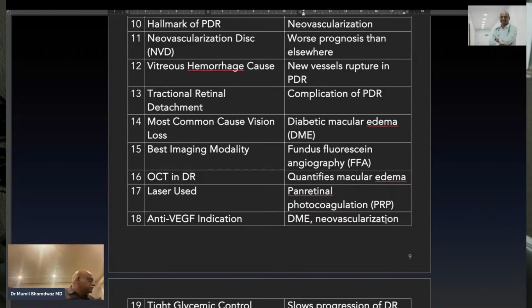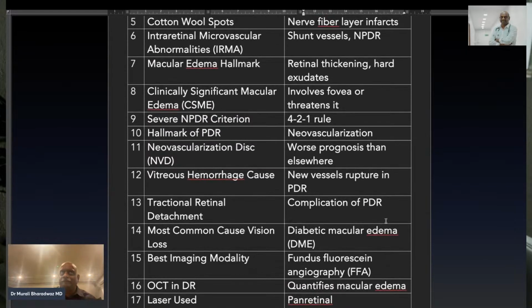Any one of the following: in 4 quadrants, more than 20 intraretinal hemorrhages or microaneurysms; or in 2 quadrants, venous beading; or in 1 quadrant, intraretinal microvascular abnormality, IRMA. That is the rule of 4-2-1. Any one of those 3, and that is called severe NPDR.